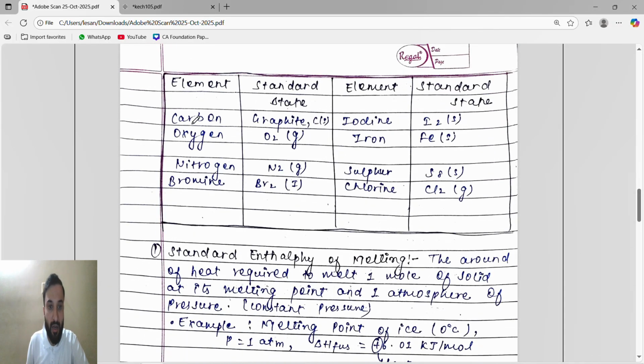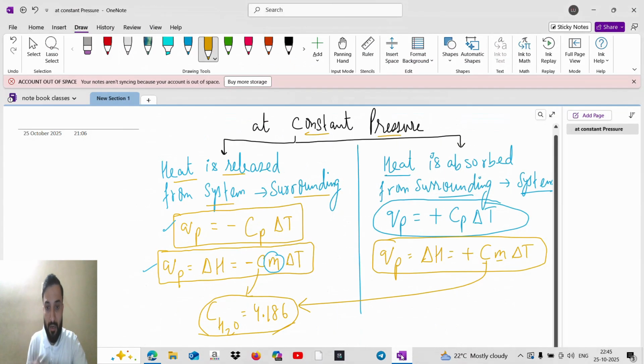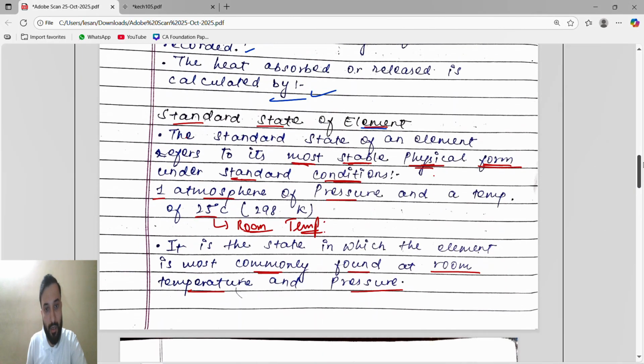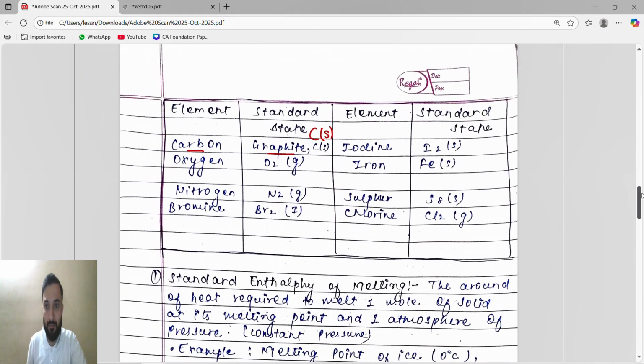So if we talk about the element carbon, carbon is standard in its graphite form. Carbon has diamond, graphite, Buckminster fullerene, but the standard state of carbon is the graphite form. That is a solid. After writing this, you have to start from here. As I've said, how I am explaining, you have to write like that only.